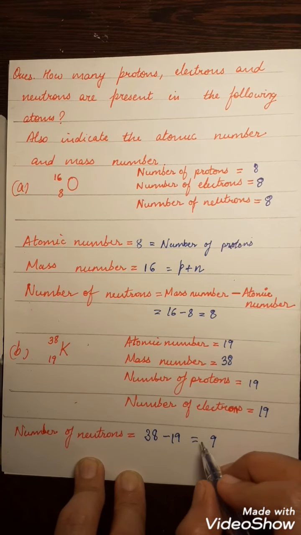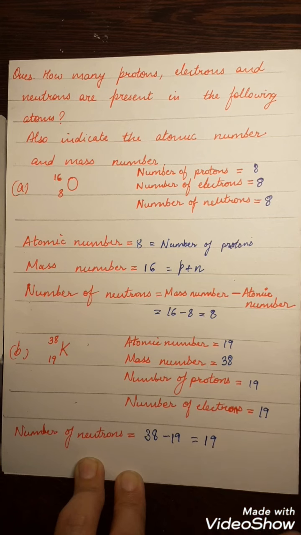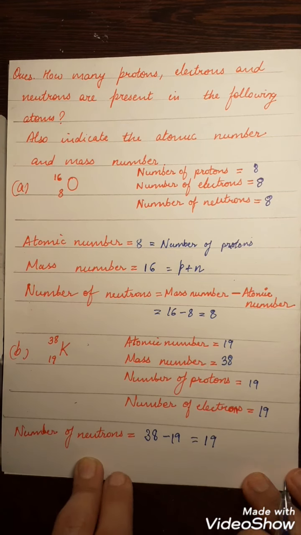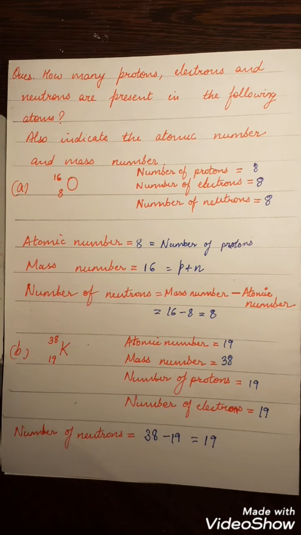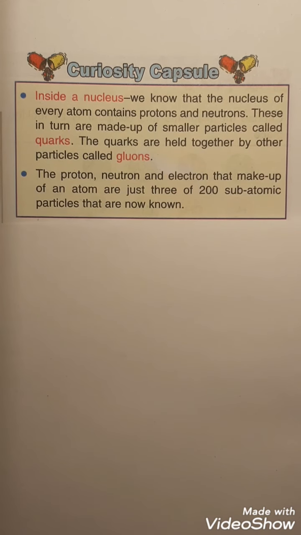9 and here 19. This is the number of the neutrons present in the potassium atom. Okay children? Here is some extra information for you all. In an atom, there are 200 subatomic particles. The protons, neutrons, electrons just make up 3 of the total 200 subatomic particles.